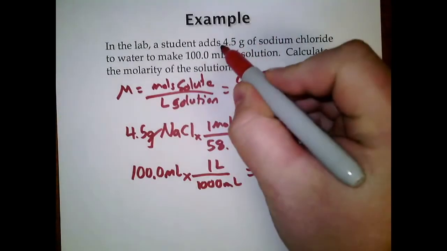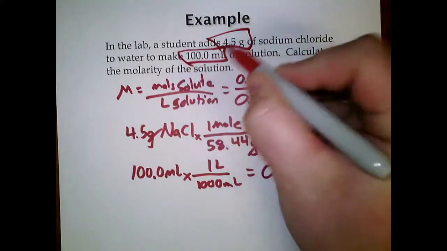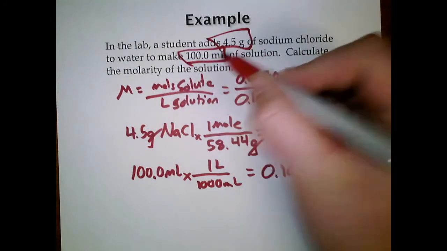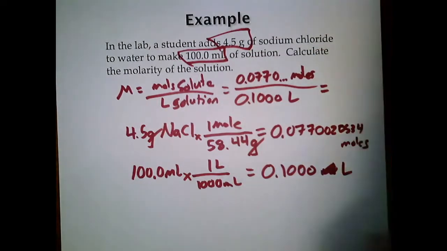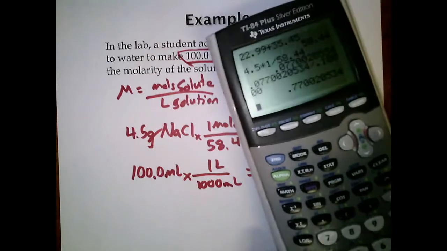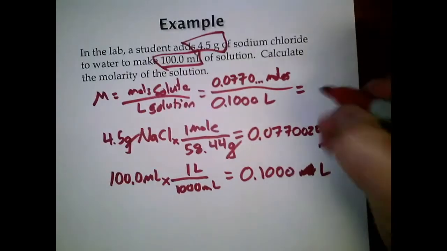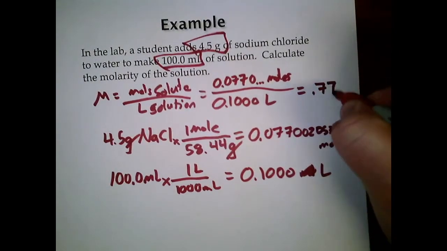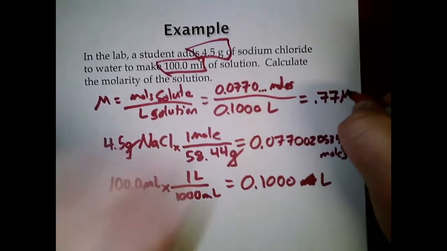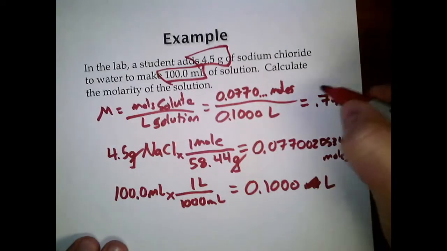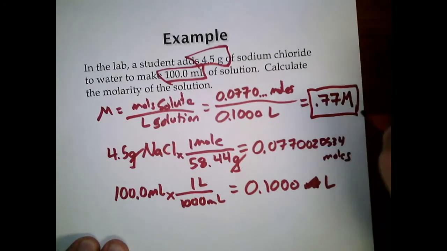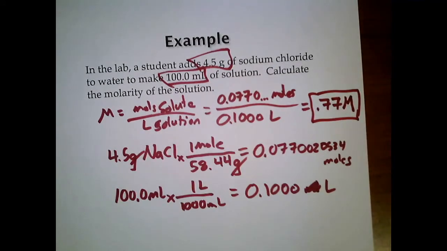Now, significant figures here. I used this number and this number. This has 2 and this has 4, so my lowest is 2 here. So I'm going to round this answer to 0.77, and that's it. Capital M for molarity. There's my final answer. That's the concentration of the sodium chloride in this solution.